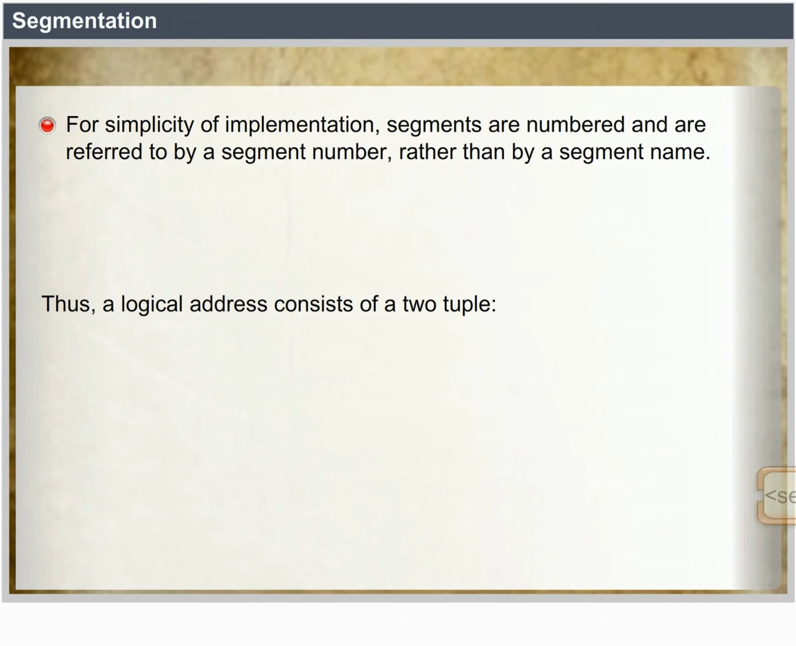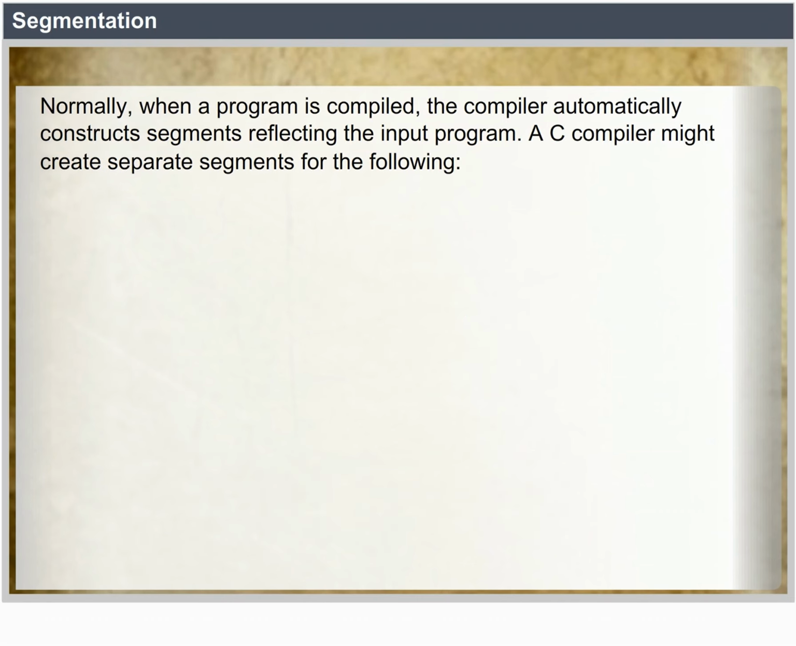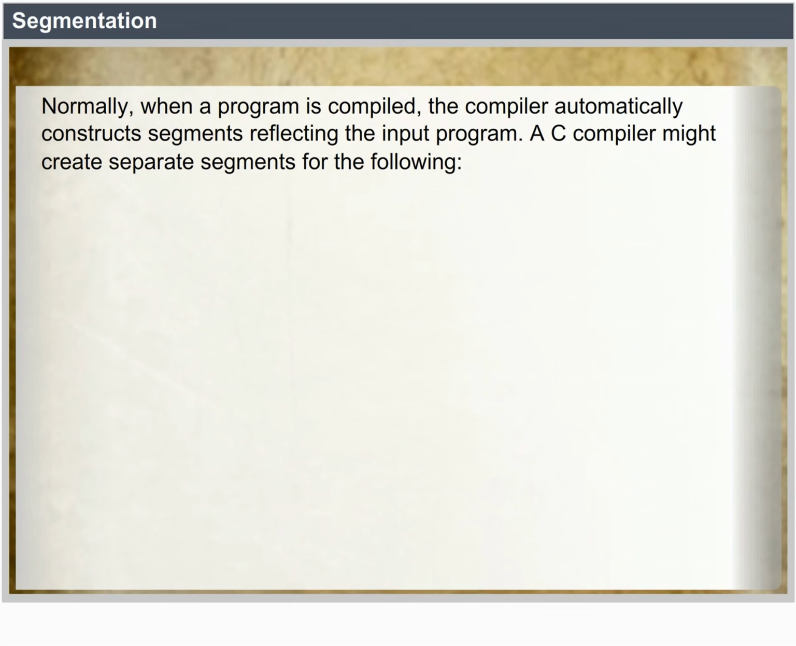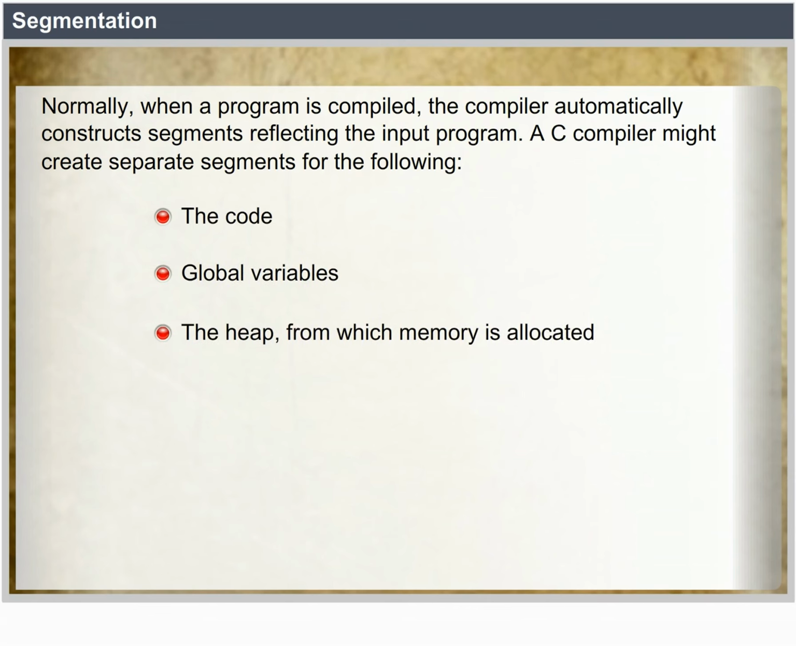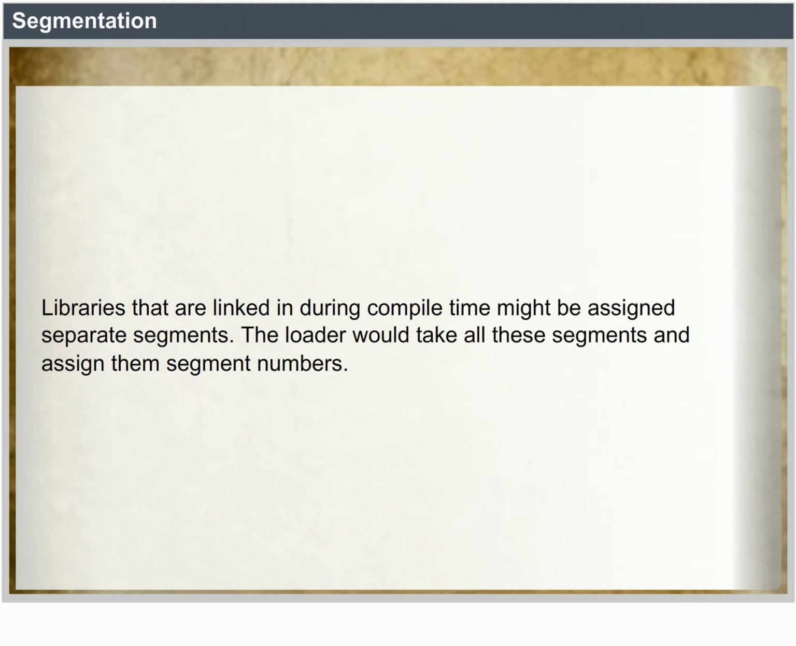Normally, when a program is compiled, the compiler automatically constructs segments reflecting the input program. A C compiler might create separate segments for the following: the code, global variables, the heap from which memory is allocated, the stacks used by each thread, and the standard C library. Libraries that are linked in during compile time might be assigned separate segments. The loader would take all these segments and assign them segment numbers.